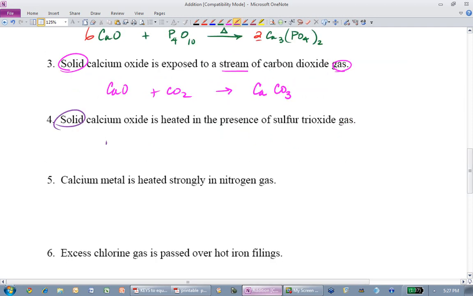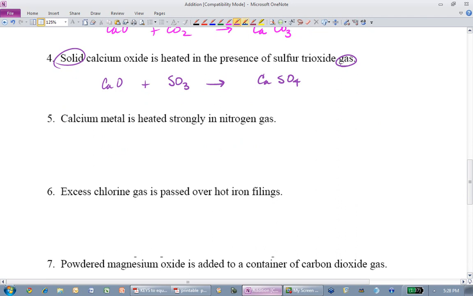Solid calcium oxide again, we're fond of it, is heated in the presence of sulfur trioxide gas, SO3. Well, squish them together. CaSO4. And you're done. It's balanced. Told you you'd like this.